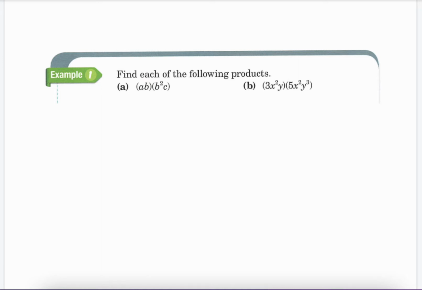Okay? So in order to do this, for A, they want us to find the product of AB times B squared times C. What we can do is we can first expand them out. AB is really A times B, and again, this is multiplication between them. And B squared is really B times B times another C. Okay, so what we're going to do at the end is just simplify this down to one algebraic expression that is the product of those two single terms multiplied together.